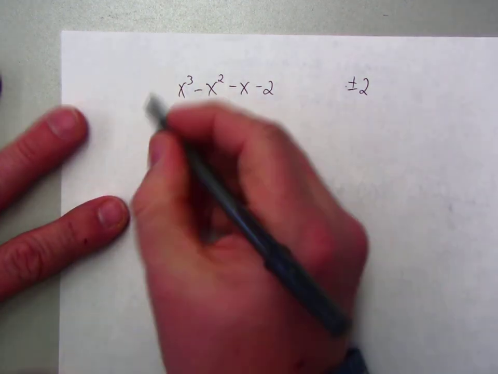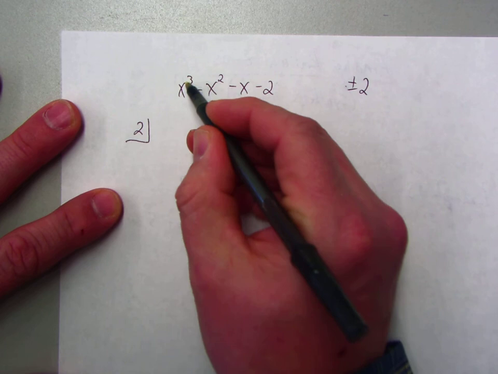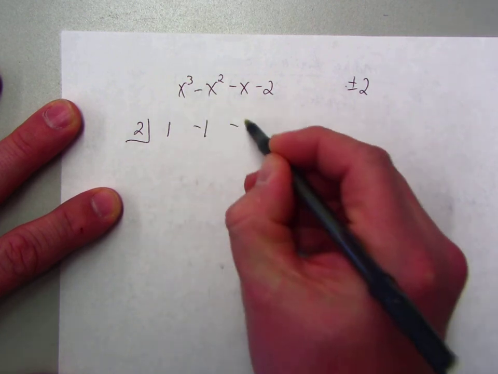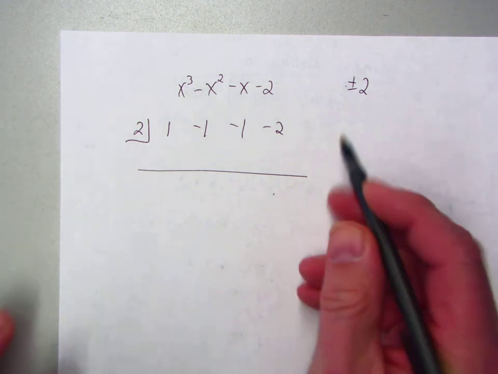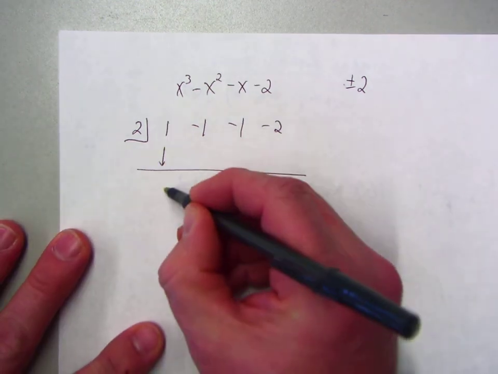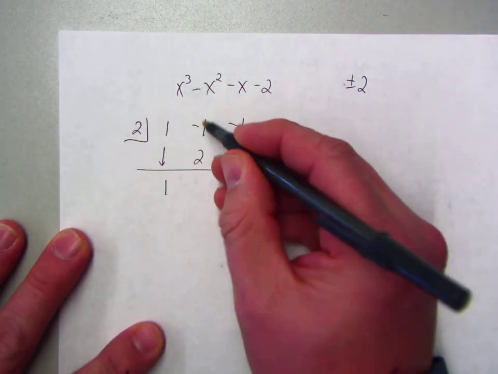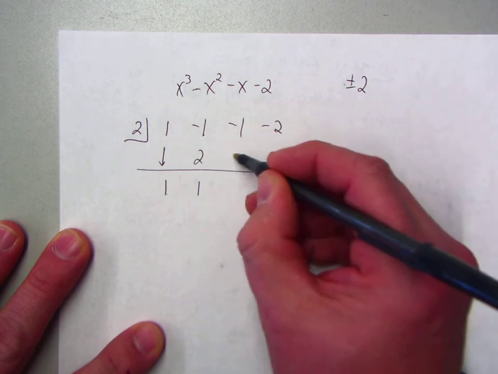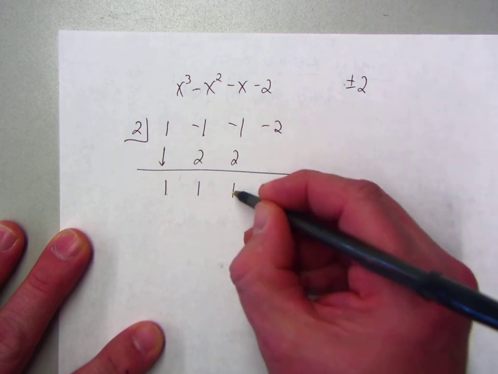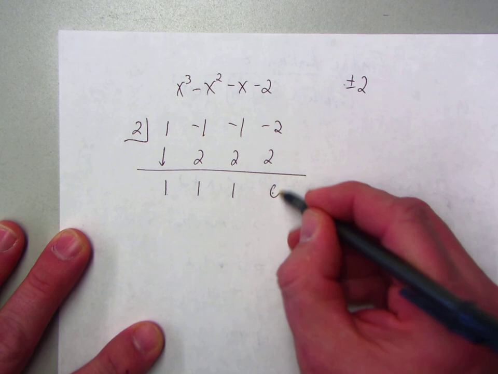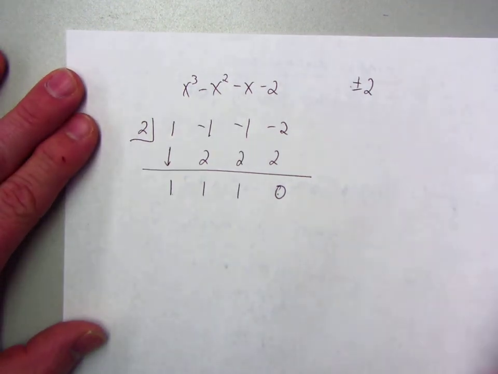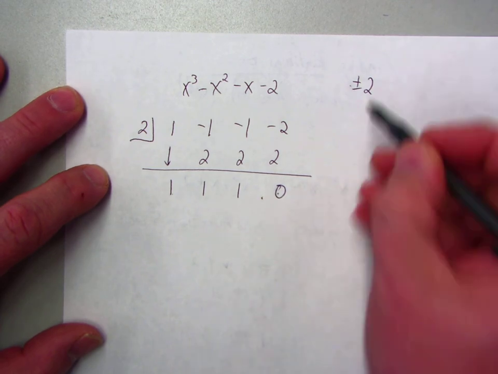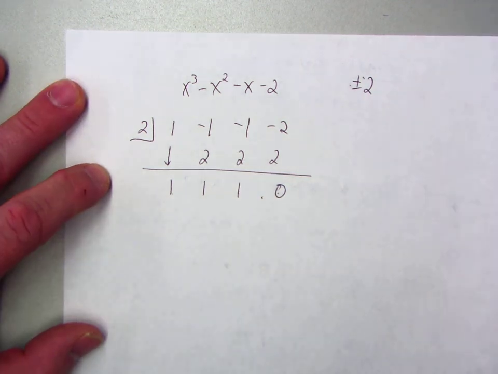All right, so let's try a 2. So we have 1, -1, -1, -2. There again, our goal was to get 0 here. Bring down the first one, multiply, then add, multiply, then add, multiply. Definitely going to Atlantic City. All right, I'm 3 for 3. So now we know 2 works.